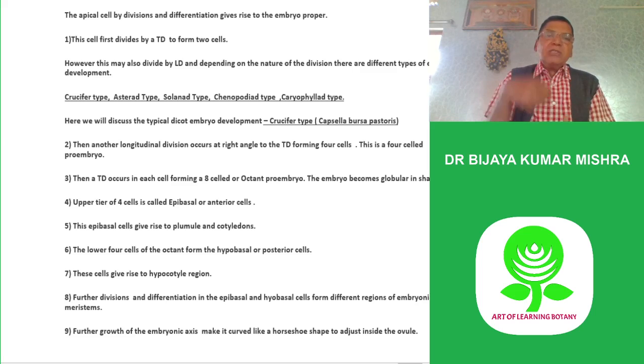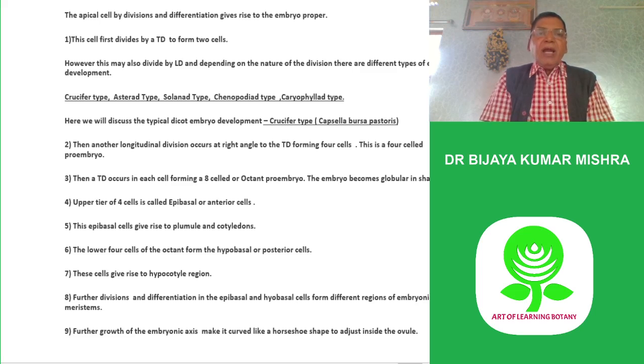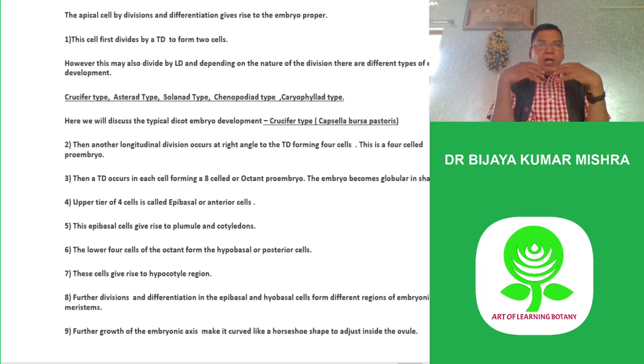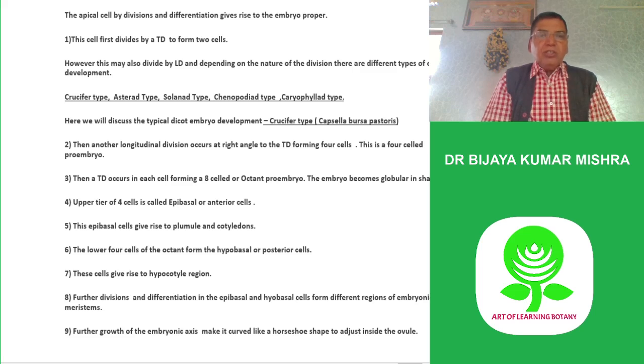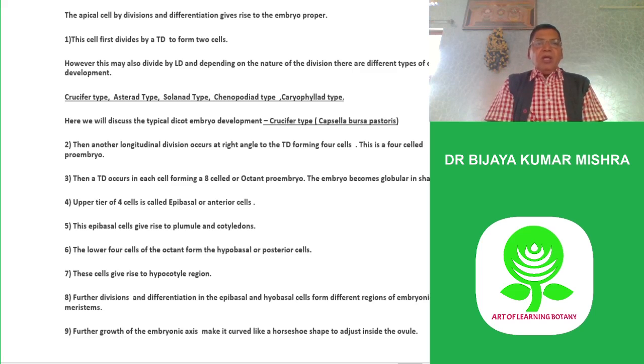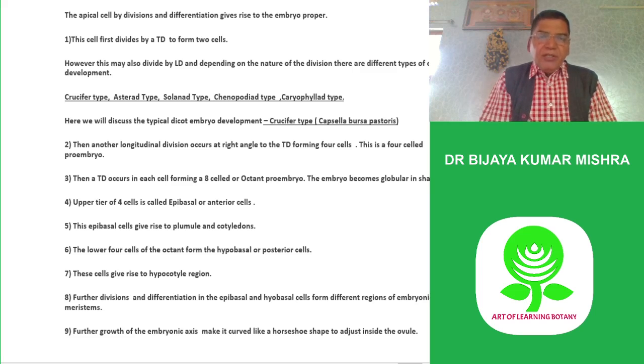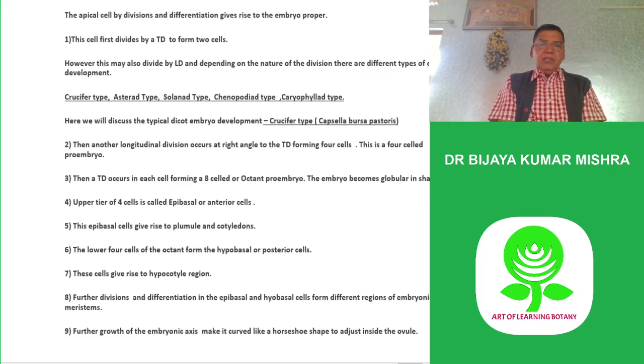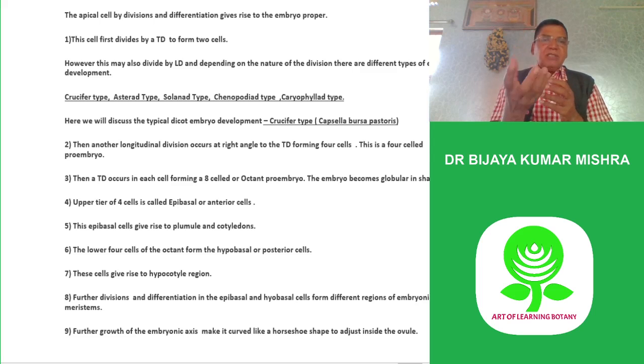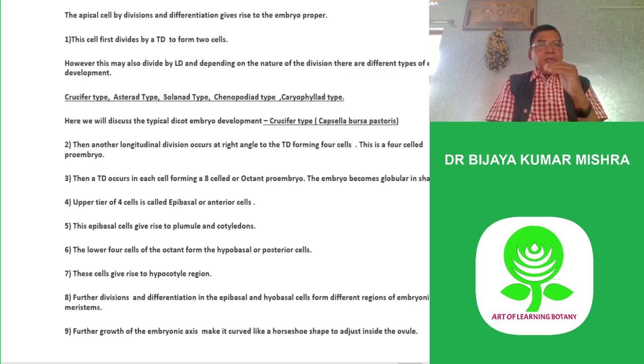So the upper tier of 4 cells are called the epibasal cells, and the lower 4 cells are called the hypobasal cells. The upper epibasal cells will give rise to the plumule, the shoot system, and the epicotyl region, whereas the lower part is called the hypocotyl region, and the root system and root parts. Further division of both the epibasal cell and the hypobasal cell gives rise to different parts of the embryo. So this is the pro-embryo stage up to the octant stage.